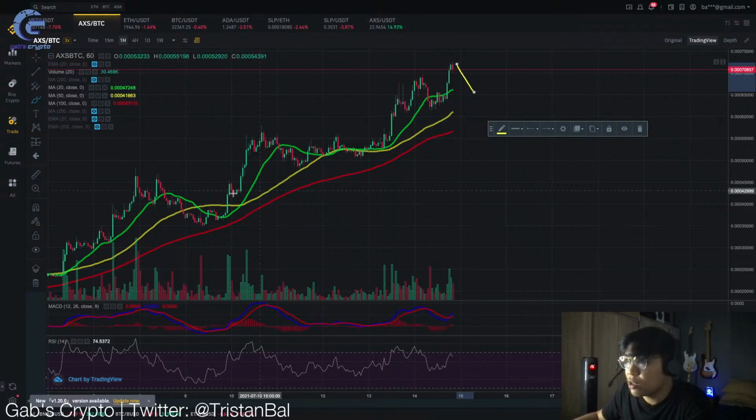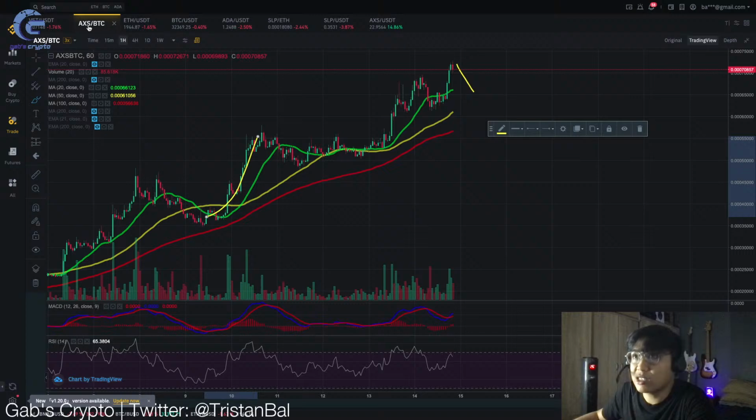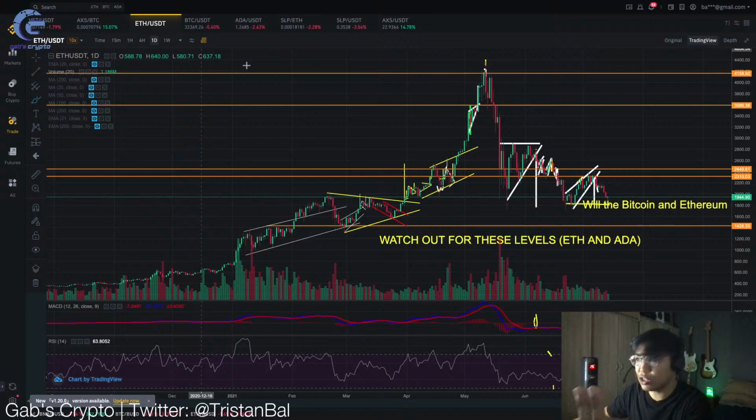So, you need to check this one out, yung Axie to Bitcoin pairing, kasi every time na magkakaroon ng pump si Axie, kailangan niya mag-pump against this Axie to Bitcoin dominance. So that's how you navigate the market. So first, kailangan nyo i-check si Bitcoin. Next, kailangan nyo i-check si Ethereum.